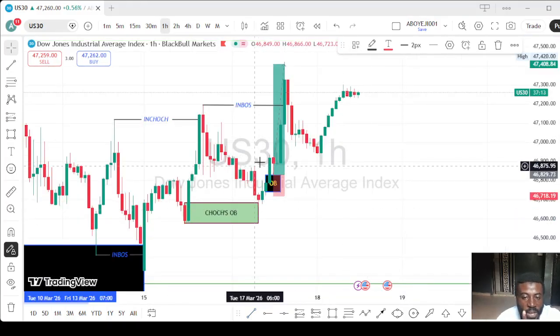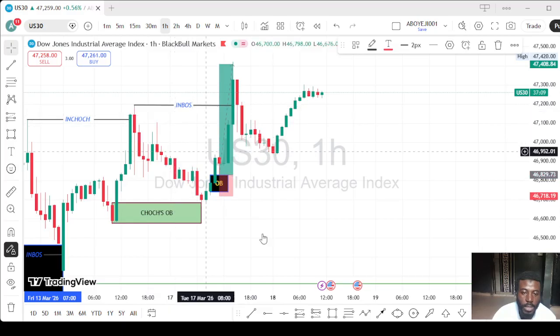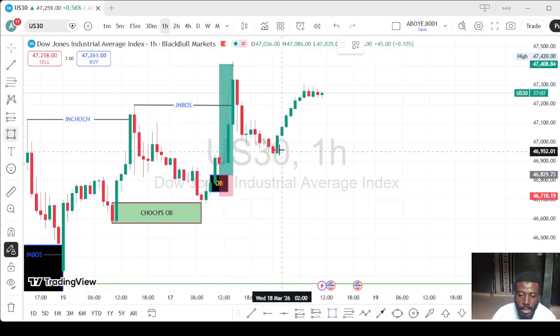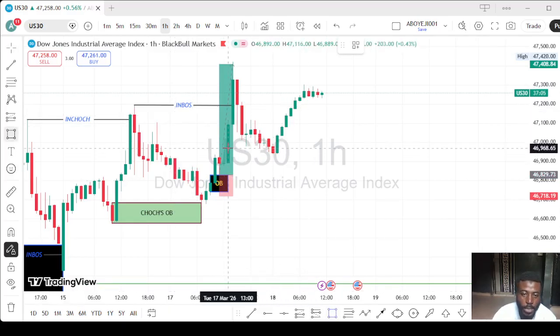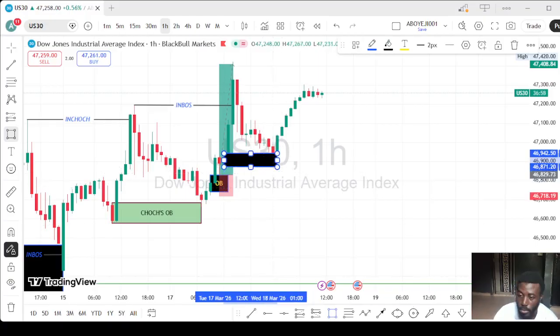So on the 1 hour time frame, let's just continue the trend. This is what we are seeing on the 1 hour trend. This is the last break of structure. After taking this take profit yesterday, I still take this trade. This buy.